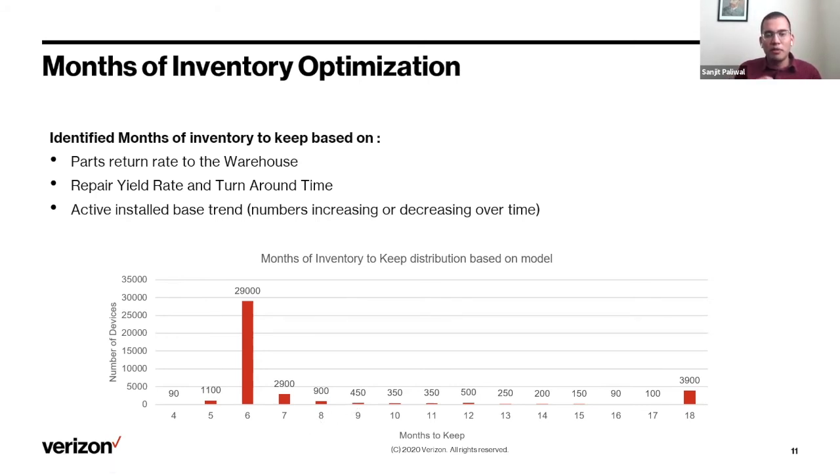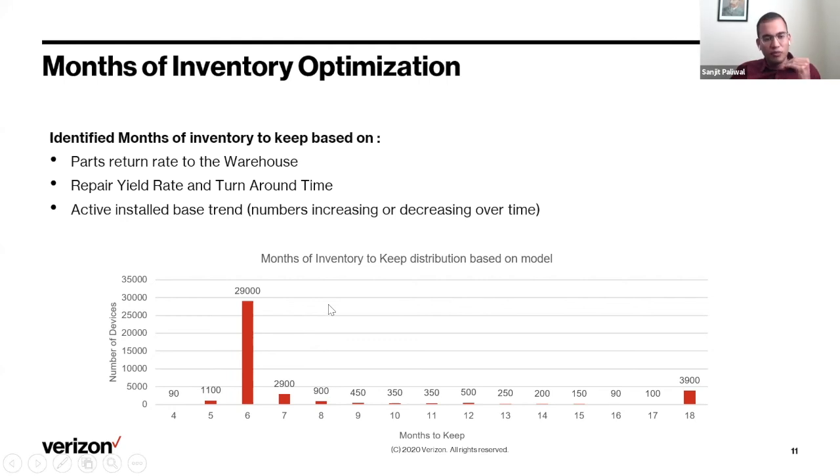So if the repair turnaround time is high, suppose we are waiting 60 days for the device to get repaired and come back to the warehouse, then we might need some more level of inventory. So it basically helps us identify how many months of inventory we need to keep. That is directly proportional to the turnaround time.